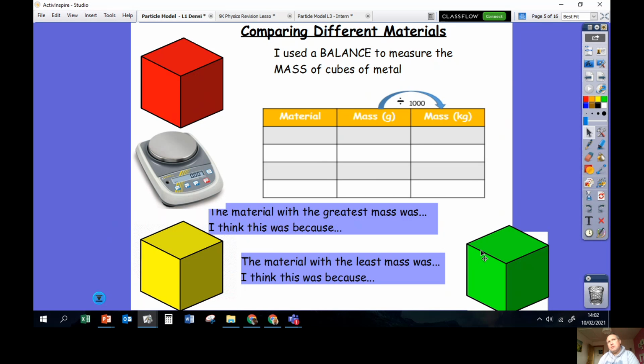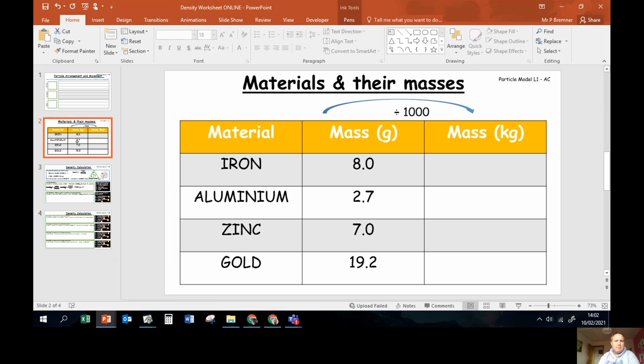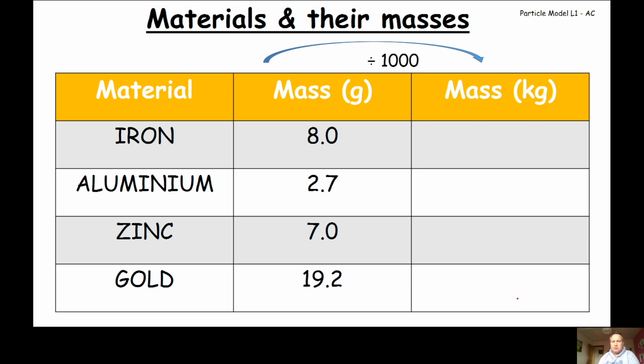What do you think I noticed? Because they were the same size, did the cubes all have the same mass? Or did they have different masses? The results are on the next page of your worksheet. When we look at the results, we can see with 4 different metals, I got 4 different results. Even though the cubes were exactly the same size, they had different masses.